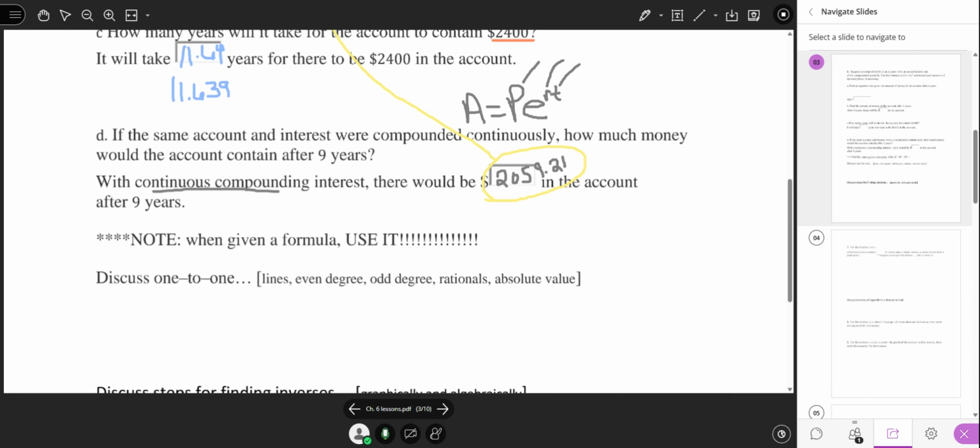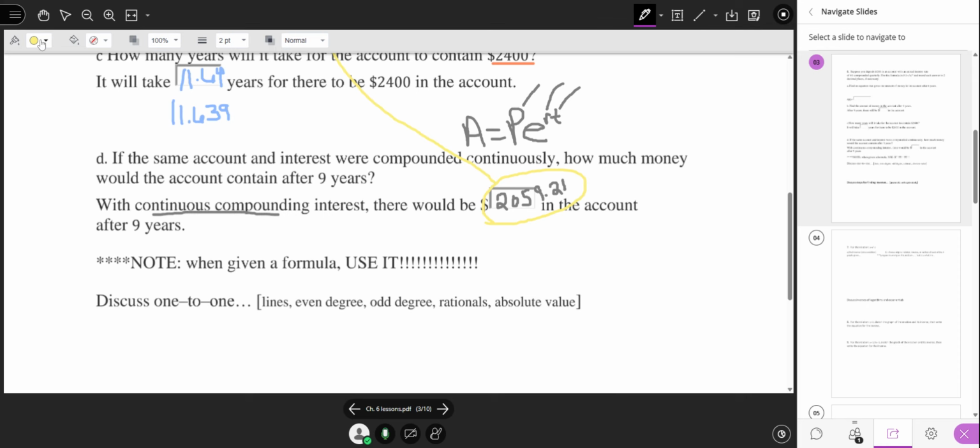When given a formula, use it. One of the most important statements I have ever told you.